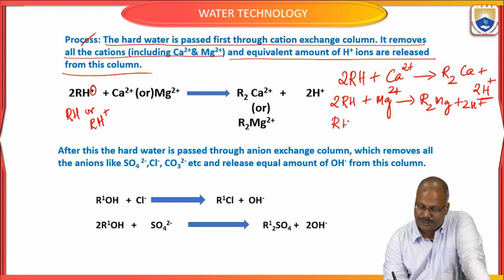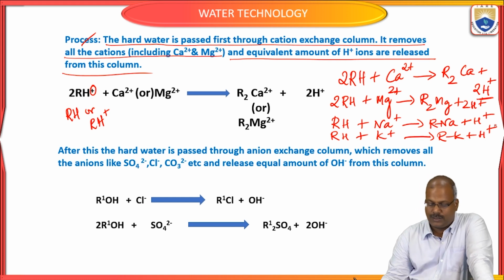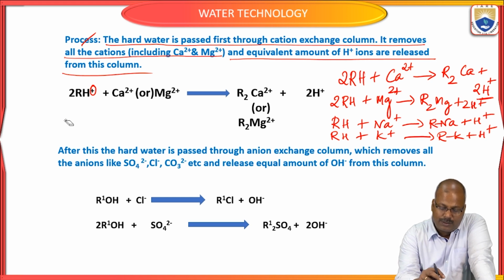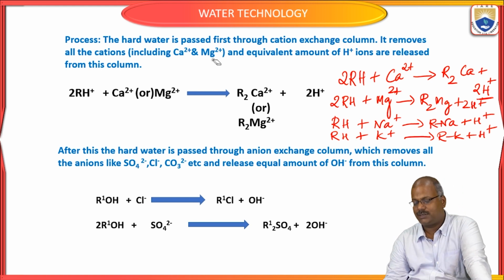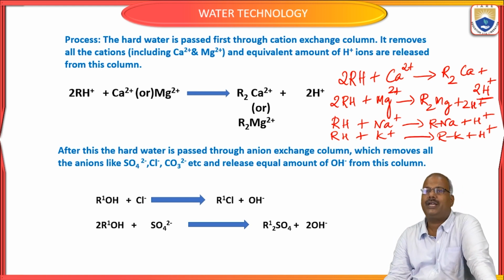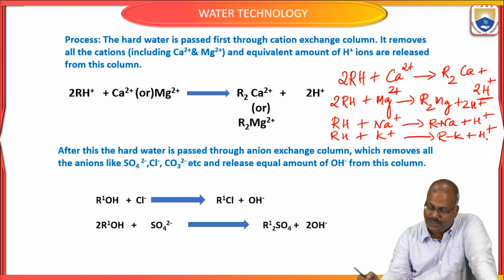Similarly, RH plus Na+ gives RNa plus H+. RH plus K+ gives RK plus H+. Like that. So the water that comes out of this cation bed will be acidic because of the H plus ions released by the cation exchange bed for the exchange of cations. It takes the cation and releases H plus.